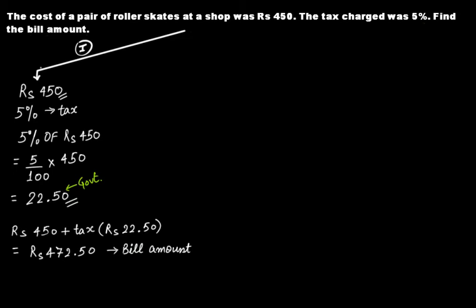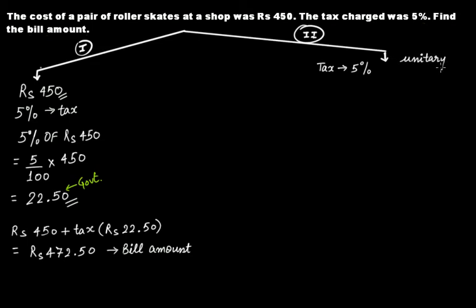And the next way, another way to solve this. It's important to discuss every possible way that we can solve this one. So this is the second way. Your tax is 5%. By the way, we'll use the unitary method to solve this one.